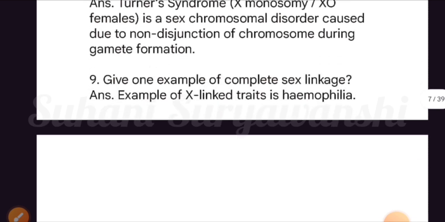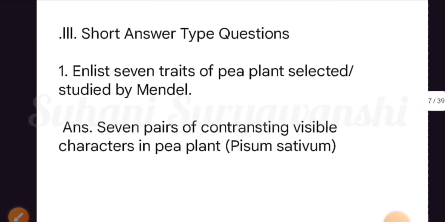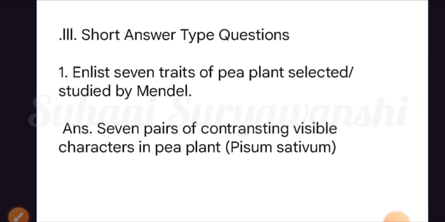Next is question number 9. Give one example of complete sex linkage. Example of X-linked trait is hemophilia. Short answer type question. Enlist 7 traits of pea plant selected or studied by Mendel.